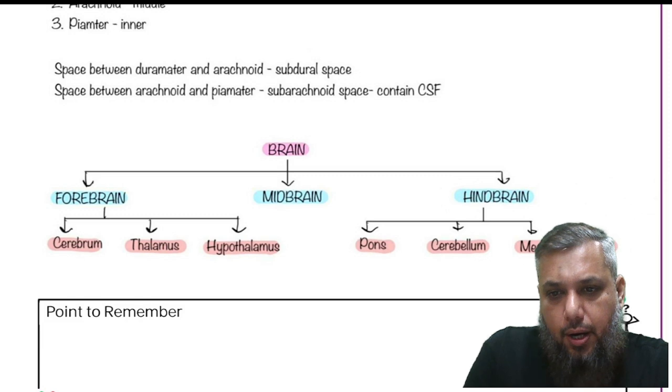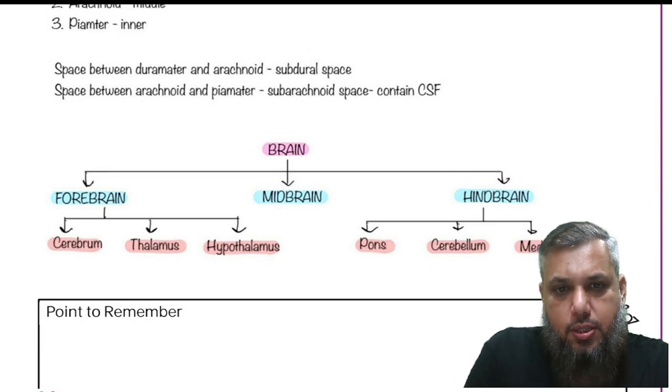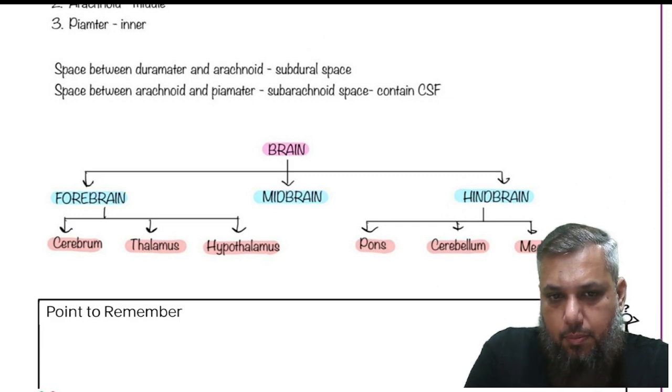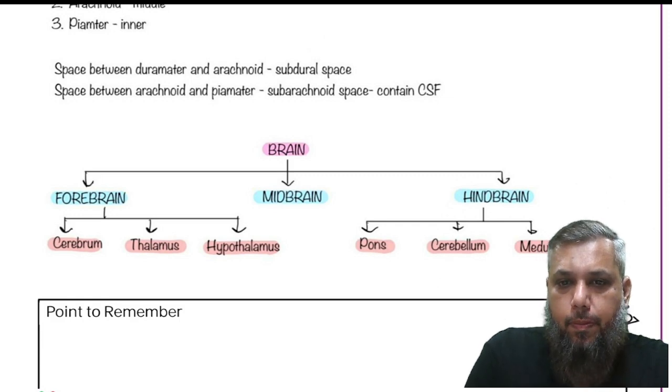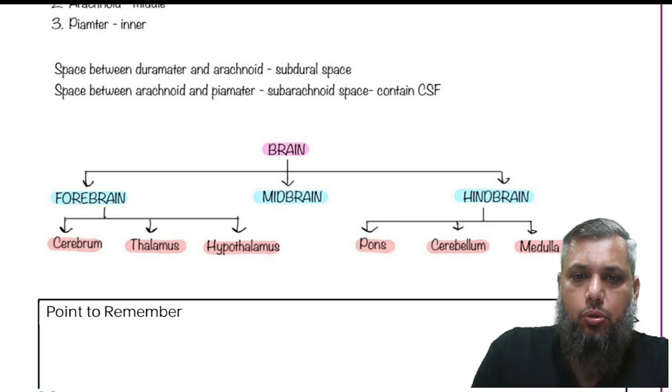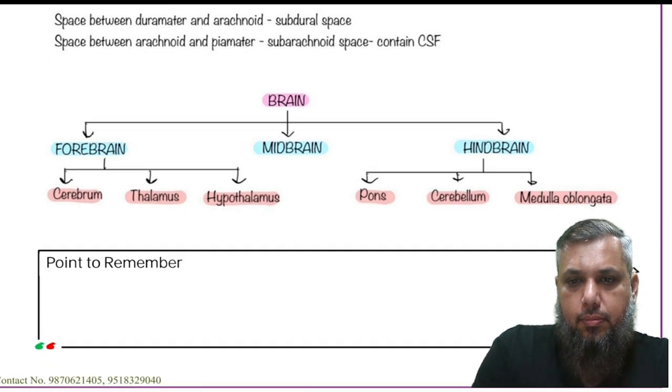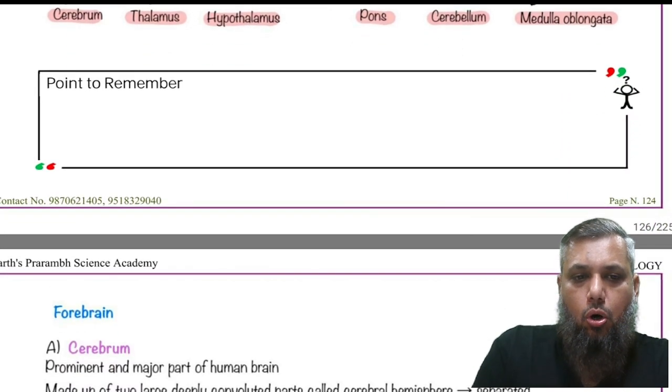The human brain can be divided into forebrain, midbrain, and hindbrain. We'll be sticking strictly to the NCERT, and we'll be dividing the forebrain into the cerebrum, thalamus, and the hypothalamus, and the hindbrain into pons, cerebellum, and the medulla oblongata.